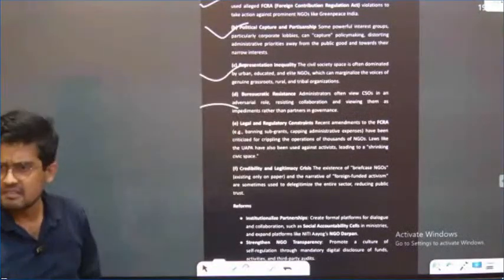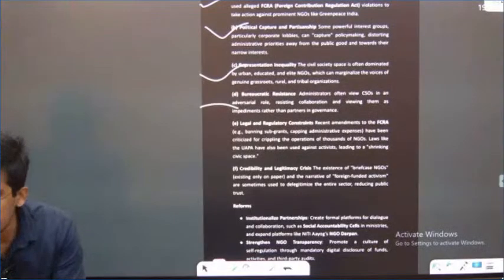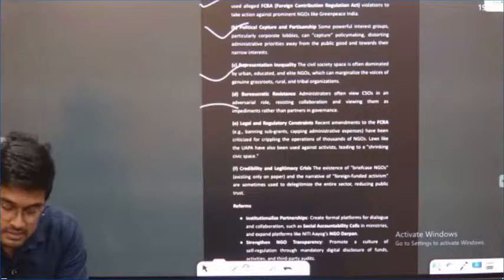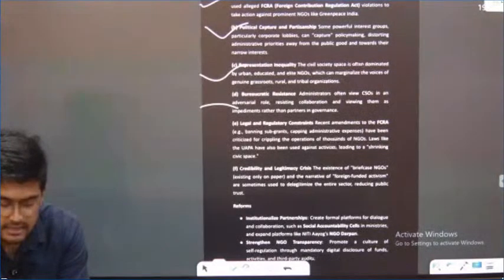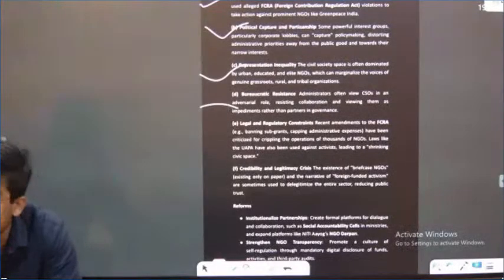Then there is bureaucratic resistance also. The bureaucrats are not listening to these NGOs because these NGOs do not have any power over them. If suddenly a Right to Public Services Act, the way it was passed in Madhya Pradesh, is brought in, it will give them a lot of power.